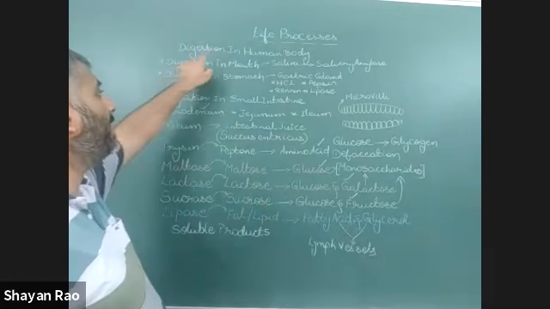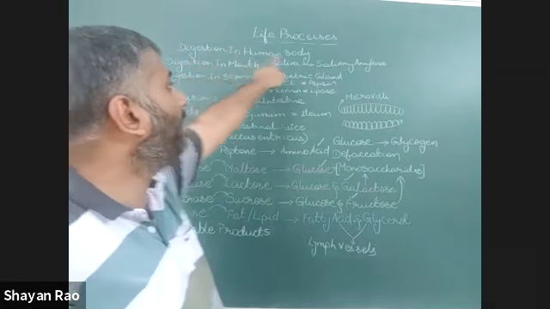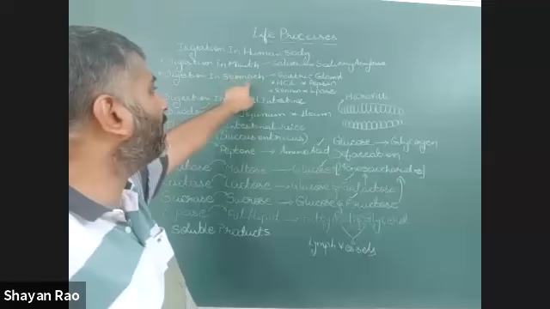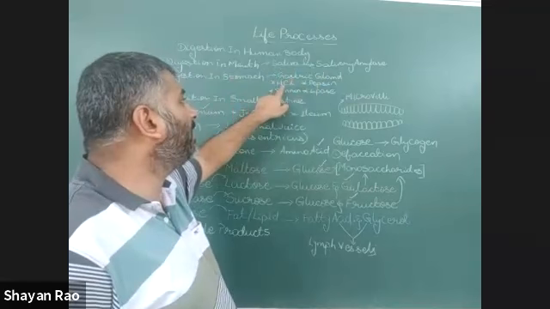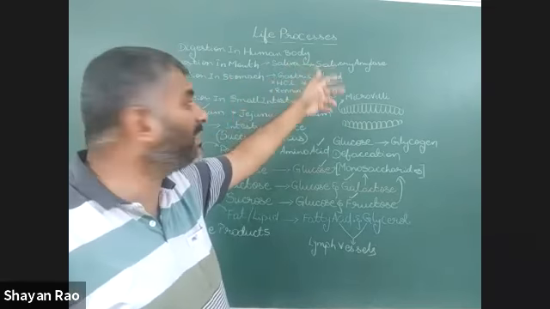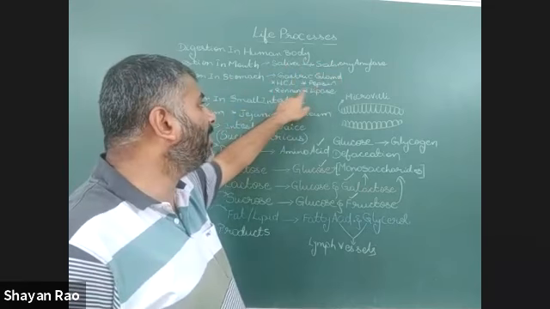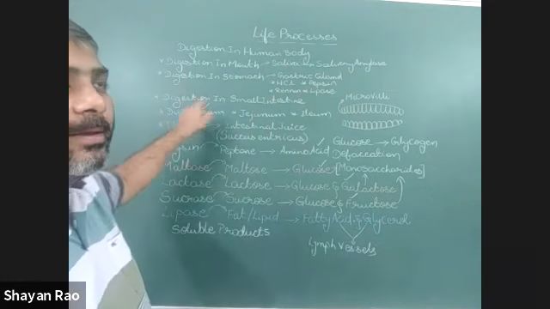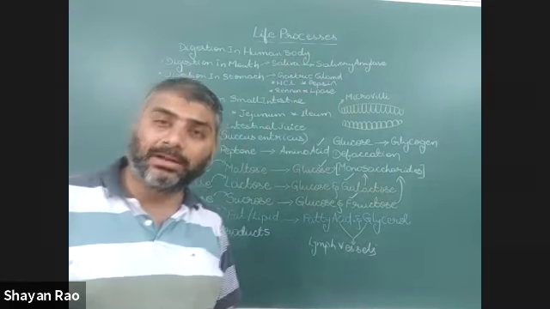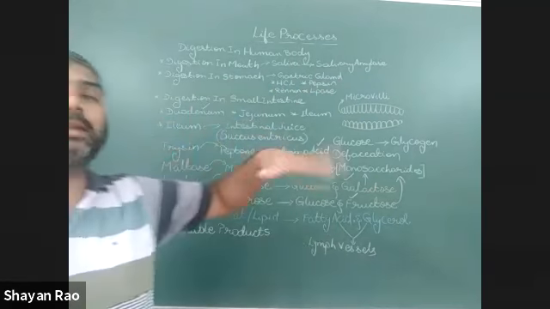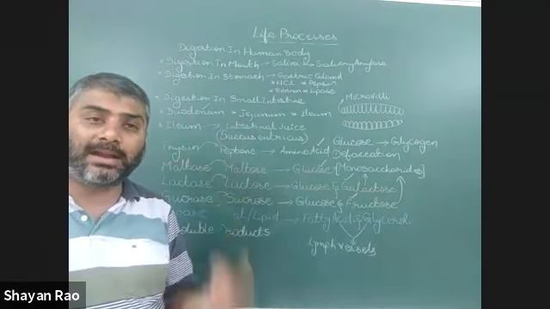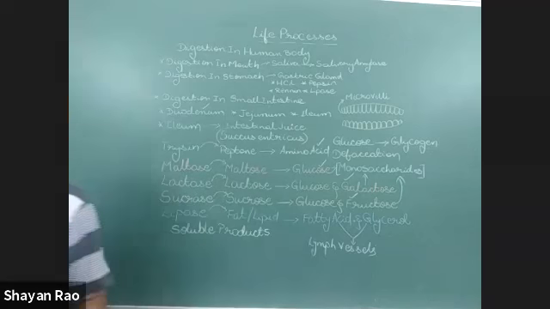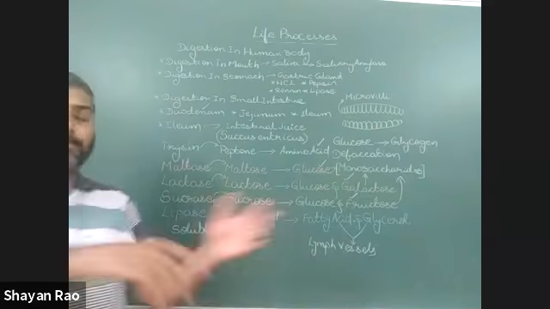Then we understood how the digestion of food takes place in the mouth with the help of saliva, which secretes salivary amylase. Then digestion in the stomach: the gastric gland secretes hydrochloric acid, making the food acidic, as well as pepsin, renin, and lipase. Then we understood about the small intestine. In the duodenum, pancreatic juice is secreted along with the bile juice. With the pancreatic juice, we see pancreatic trypsin, pancreatic lipase, and also pancreatic amylase.